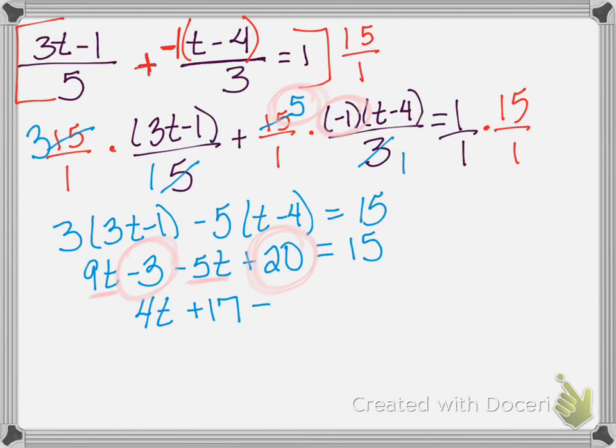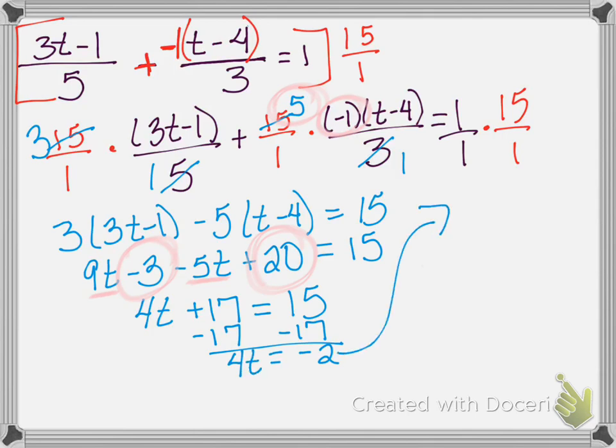Positive 17. This is where I messed up in my last class. I subtract 17 from both sides. When I say 15 minus 17, what do I get? Negative 2. I dropped my negative in my last class because I was working too fast at the very end. Hold on a second. So I have 4t equals negative 2. I divide both sides by 4, and my final answer is t equals negative 1/2.